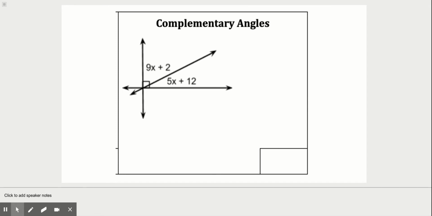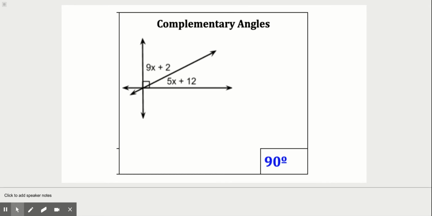Next, we're going to look at an example of complementary angles. Now, keep in mind that complementary angles add up to be 90 degrees. I can tell in this picture that these two angles add up to be 90 degrees because of this symbol right here. This box means that we've got two lines that form a 90-degree angle. They're perpendicular to each other.